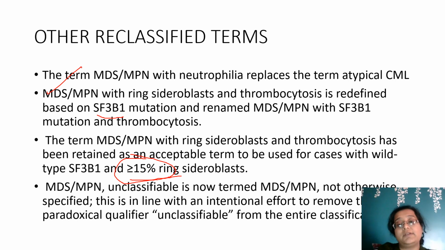MDS-MPN unclassifiable is now termed as MDS-MPN NOS, not otherwise specified. This is in line with intentional efforts to remove the word unclassifiable, since if something is unclassifiable, then you can't classify it as MDS-MPN. So just like in breast, it is IDC-NST, no special type. Similarly, they have introduced a parallel in hematology over here, MDS-MPN, not otherwise specified. But it is yet an MDS-MPN rather than calling it unclassifiable. Alright, it's a paradox actually. You classify something as MDS-MPN and then say it's unclassifiable. That doesn't sound correct.